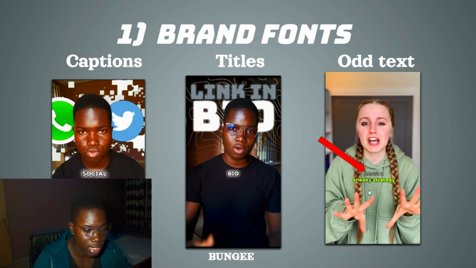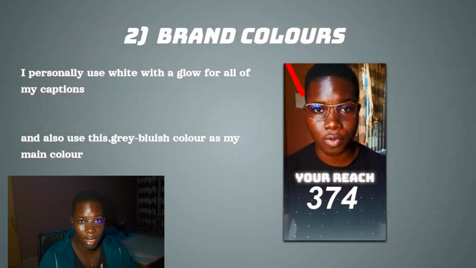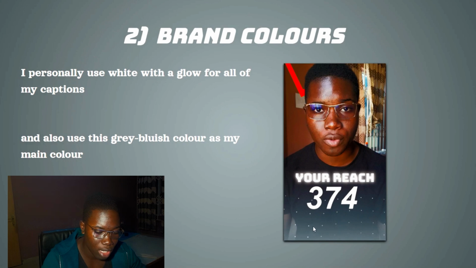So now that we are done with brand fonts, we move on to brand colors. For my brand colors, I personally like to use white for all my captions and this gray bluish color. I don't know what it's called, but I like it and I'm going to use it. I recommend that you use something you like and something that can stand for your brand. For instance, Devin Jatto uses purple. When you see purple, you instantly think of Devin Jatto. Or that girl I showed you back there, she uses green.